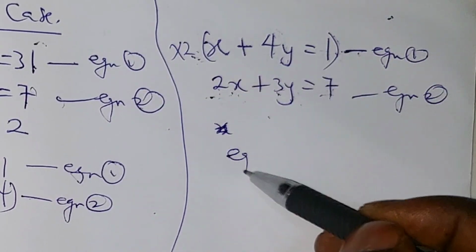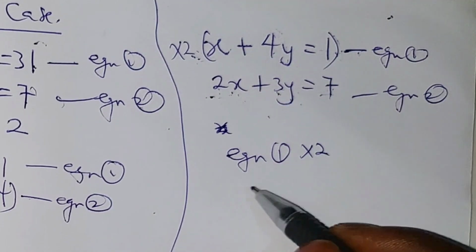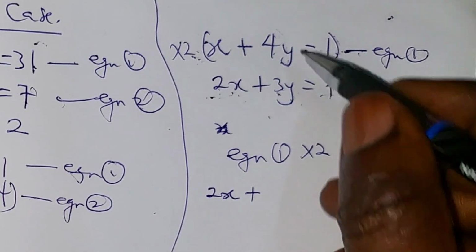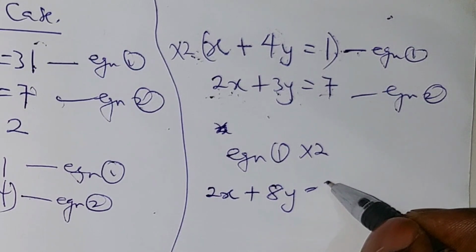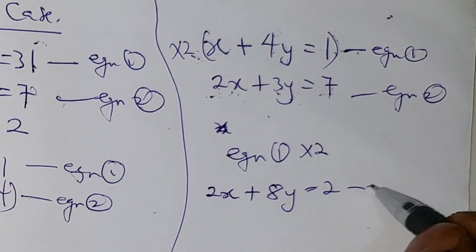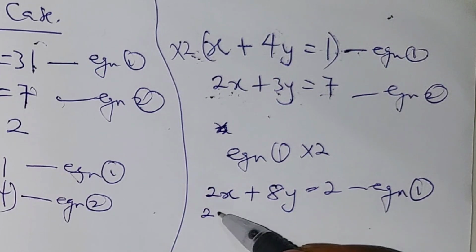So equation 1 times 2 should give us 2 times x is 2x, 4 times 2 is 8y, then 1 times 2 is just 2. So this is our new equation 1, and the old equation 2 is still the same.